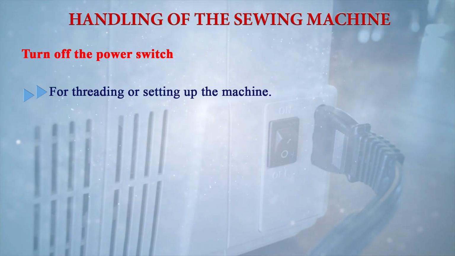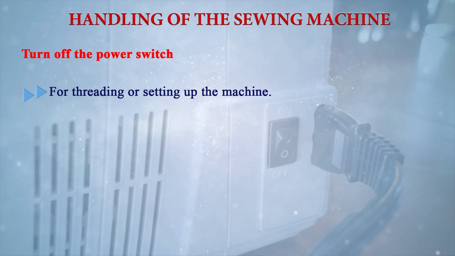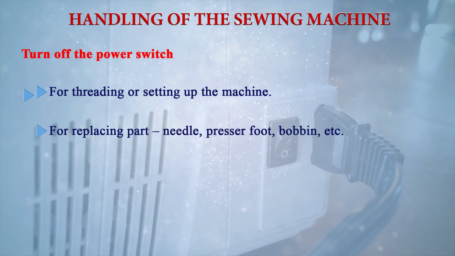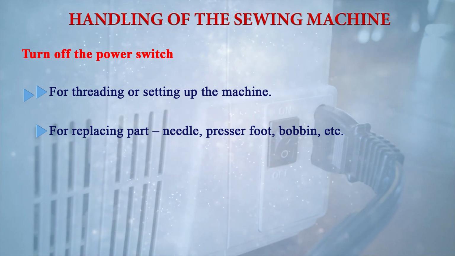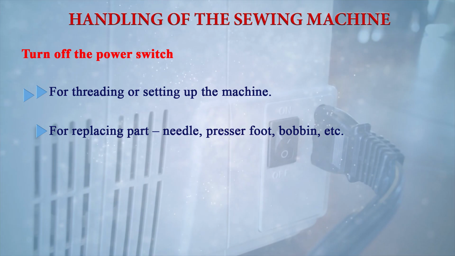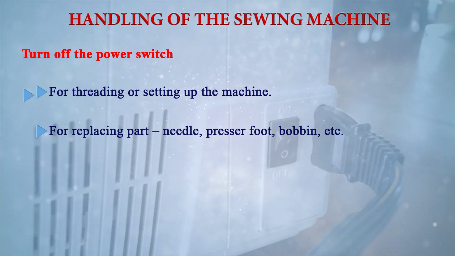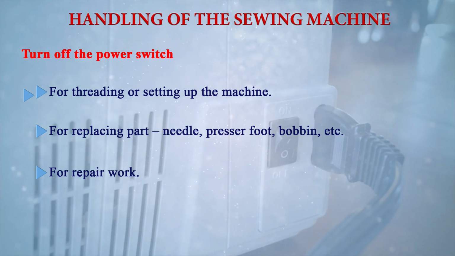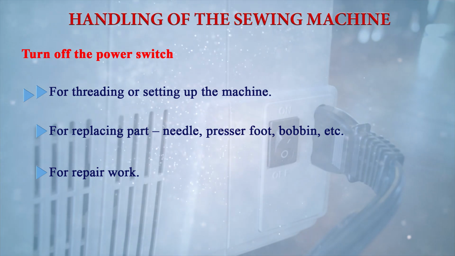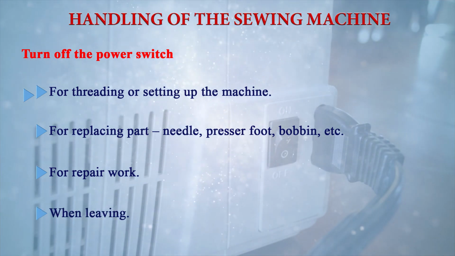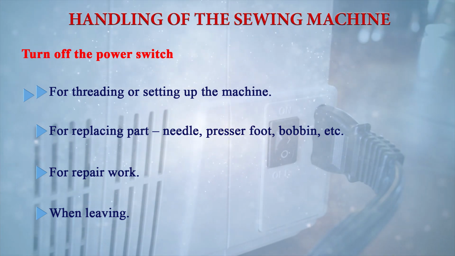Turn off the power switch for threading and setting up the machine, and for replacing parts like the needle, pressure foot, bobbin, etc. When you are doing all these things, you have to turn off the power. Then for repair work, when you are doing some oiling of the machine, you have to turn off the power. And when you have completed your work and finished your stitching, just turn off the power of the machine. So these are some basic points which we should remember while we are handling or using the sewing machines.